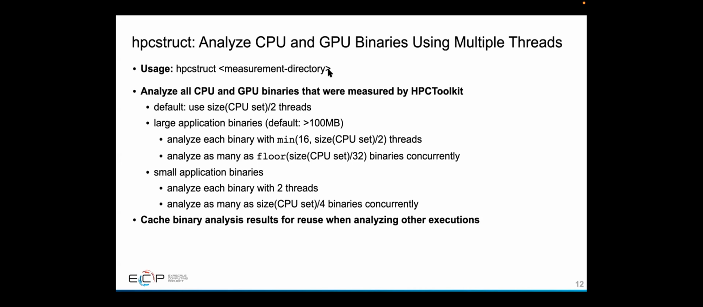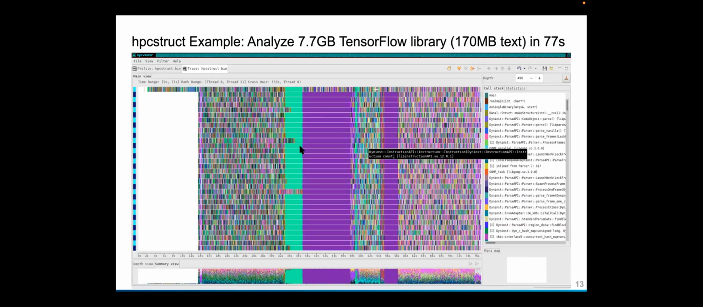involved. And so when you run hpcstruct on a measurement directory, it'll analyze all of the binaries that are referenced within. And it does this by default in parallel. And so even for small binaries, we're using a couple of threads. For large binaries, we're typically using 16 or so threads. And we've worked very hard to make this highly parallel. And so as an example, I'll show you that we analyzed the 7.7 gigabyte binary for TensorFlow. So this is a CPU binary, which has 170 megabytes of text and machine instructions.